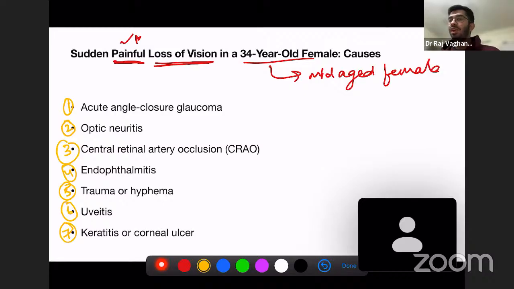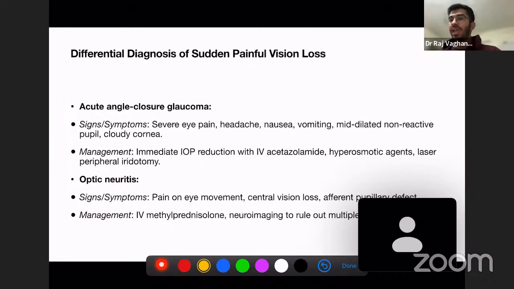Every word is important. Sudden means acute, painful means with pain, loss of vision in a 34-year-old, that means a mid-aged female. Don't confuse this with the causes for sudden loss of vision or causes for loss of vision. It is the causes of sudden painful loss of vision, not a differential diagnosis of sudden painful loss of vision, or this can also be interpreted as causes of sudden painful loss of vision.